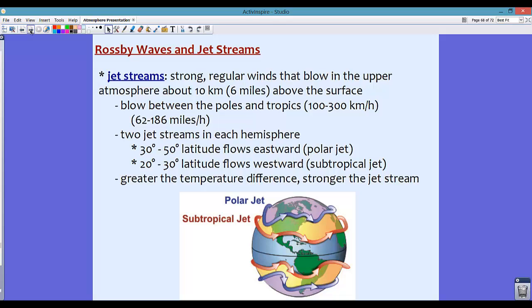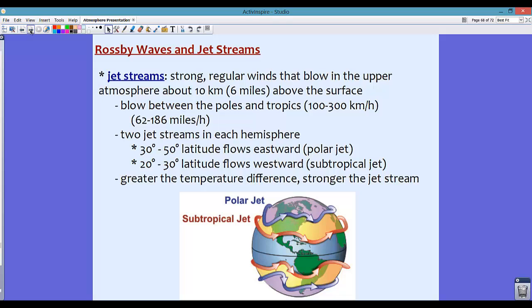So we also see things going on called Rossby waves and jet streams. First let's talk about jet streams, and then we'll talk about Rossby waves. Jet streams are strong, regular winds that blow in the upper atmosphere at about 6 miles, or about 10 kilometers, above the surface. A lot of times, airplanes will take the jet stream and ride it so they can get to places faster.